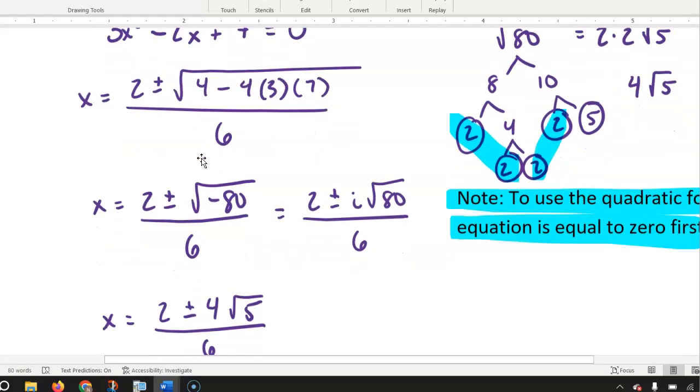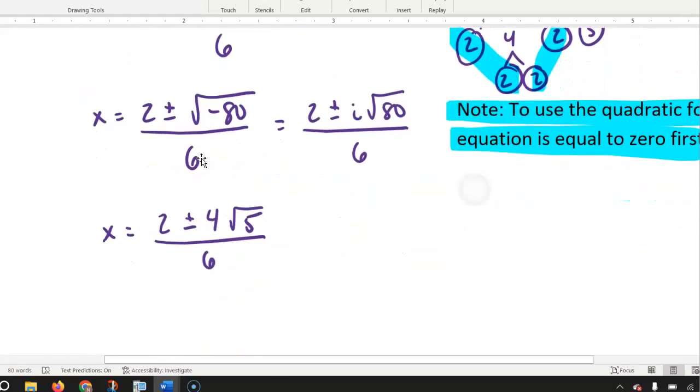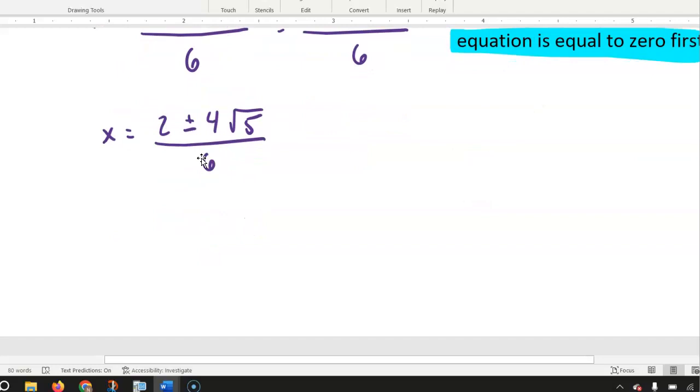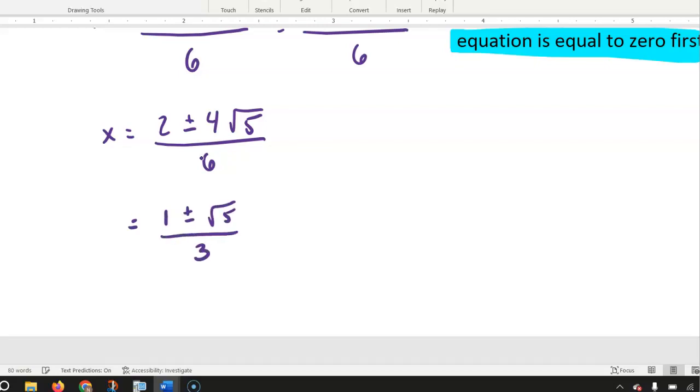Now the last one, I'll just scroll to the bottom here. You should get 2 plus or minus 4 square root of 5 over 6. Which, oops, I just remembered, I didn't get finished with that one. That can simplify further to be 1 plus or minus square root of 5 divided by 3. So that would be your final answer for that one.